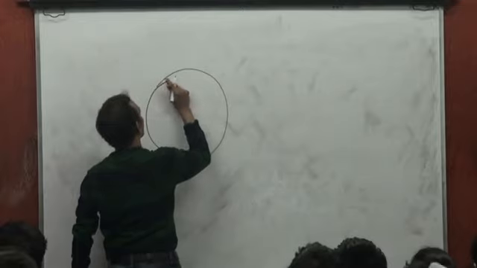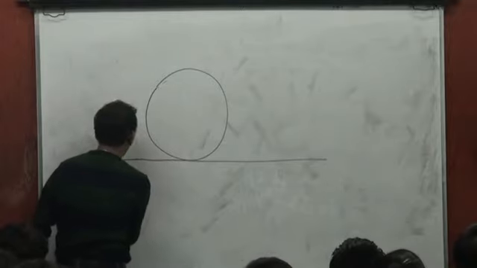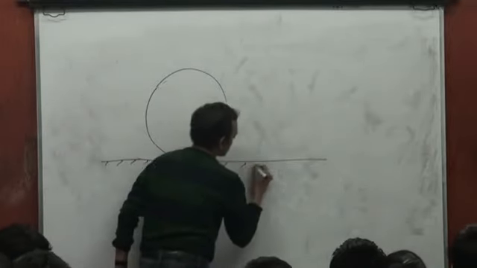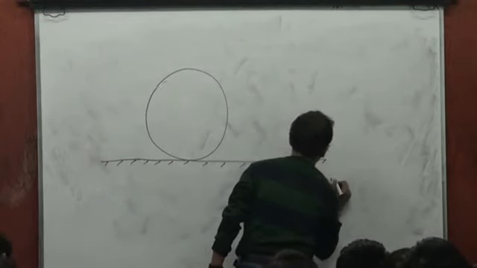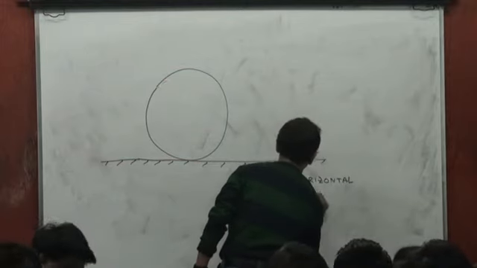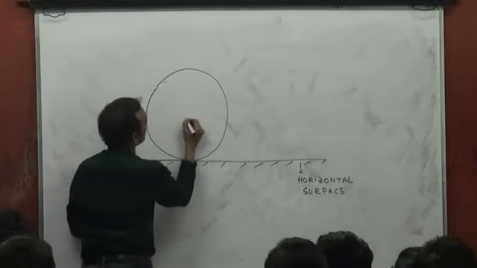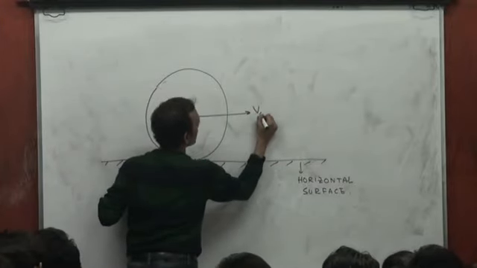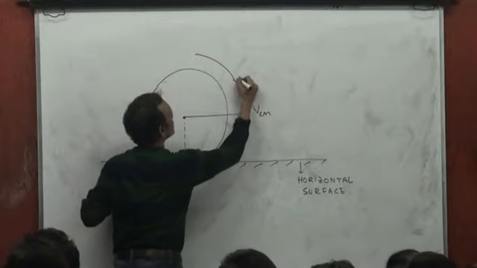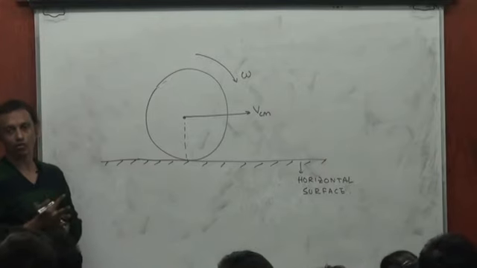Now, say there is this symmetrical body in general rigid body motion lying on a horizontal surface, with the velocity of the center of mass being VCM and angular velocity being omega.